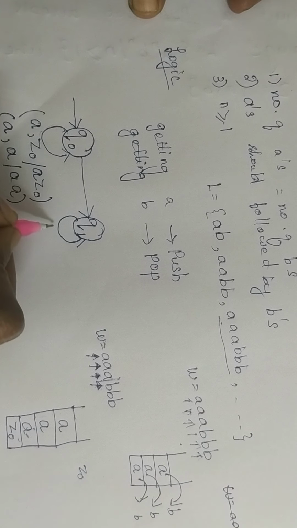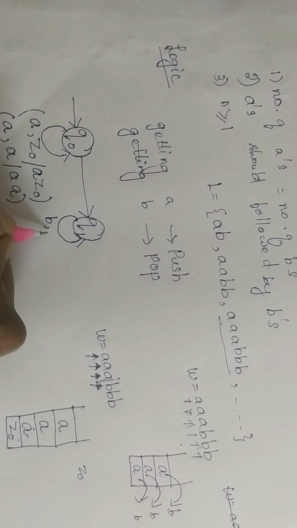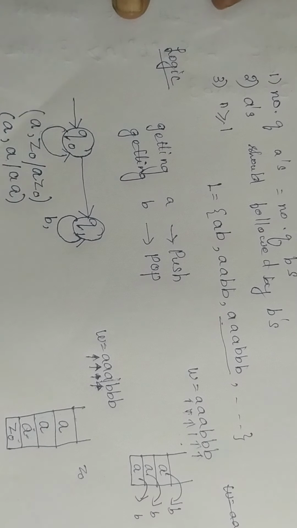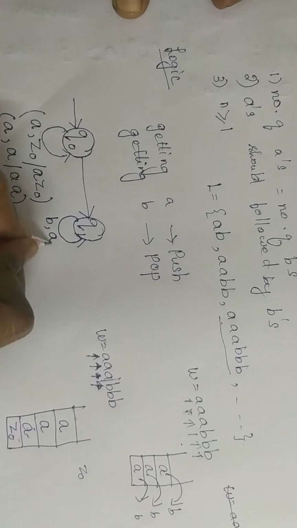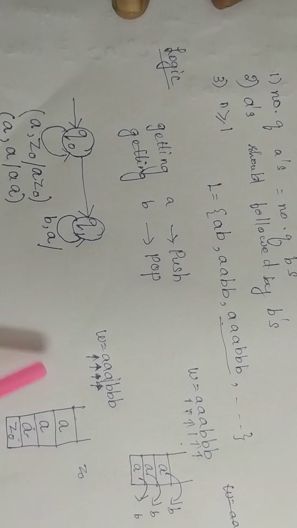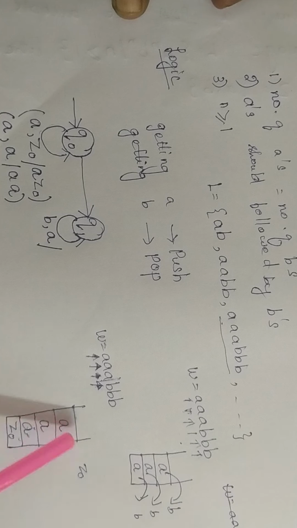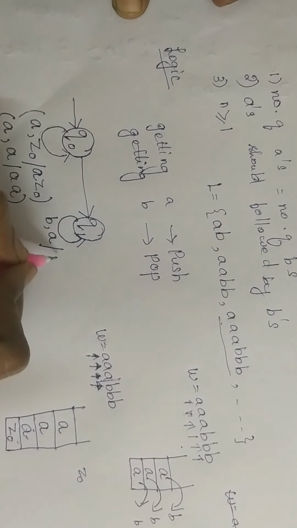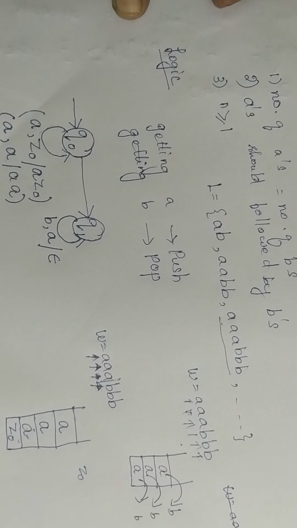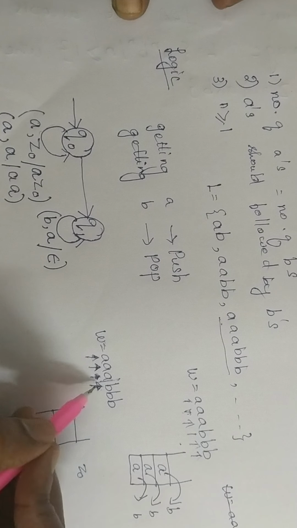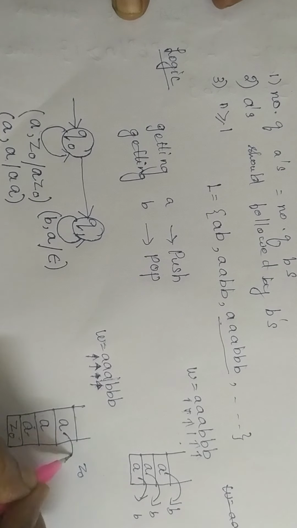So the input symbol is B, and then what is the top of the stack? Top of the stack is A. And what are we doing? If we are going to read B and the top of the stack is a different symbol A, we are popping it. So for popping we are using the epsilon symbol. Okay, in that manner you have to understand that. So the first B is over. Now we are popping the first A out.